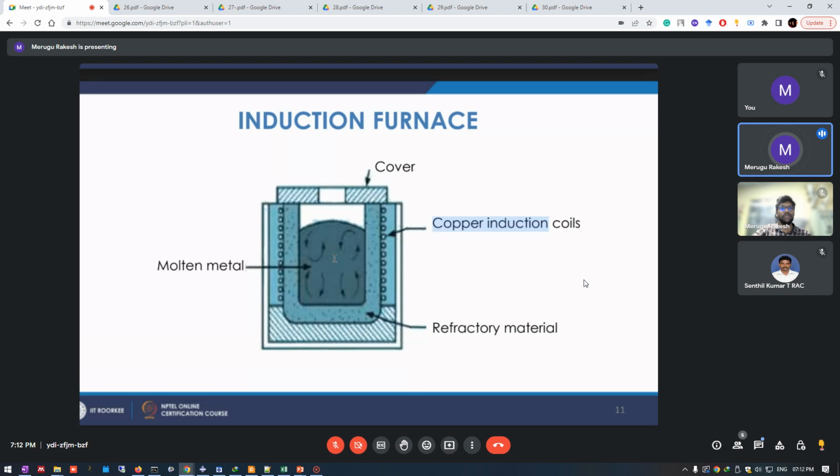This is mainly used for metals having high magnetic permeability. If the magnetic permeability is low, it is very difficult to heat the metal. For example, aluminium does not have a good magnetic permeability, so we cannot heat aluminium using induction coils, whereas iron has a good magnetic permeability, so we can directly heat it.